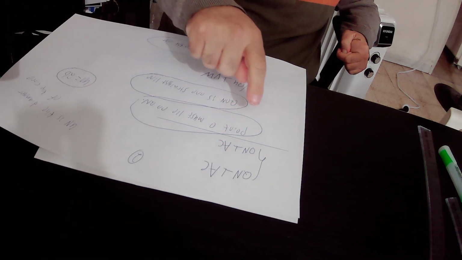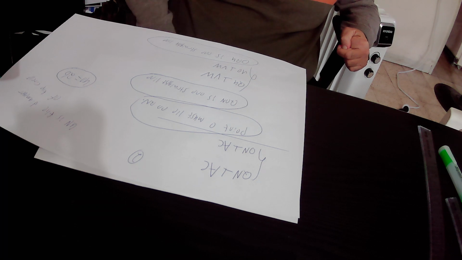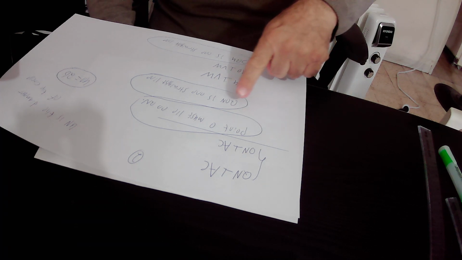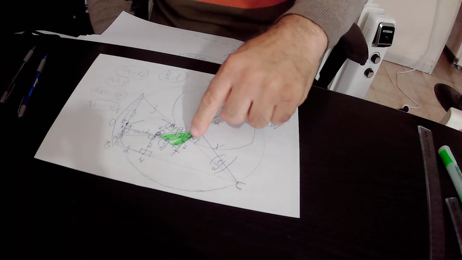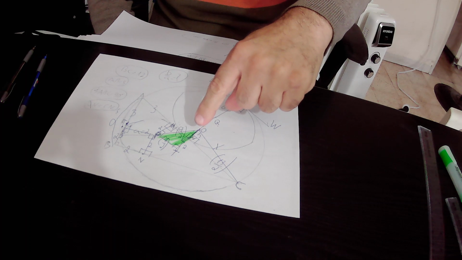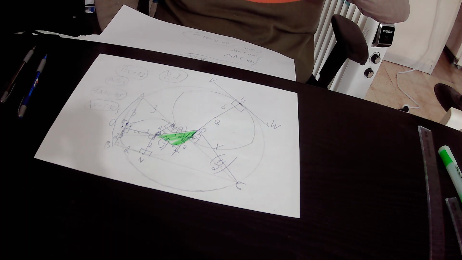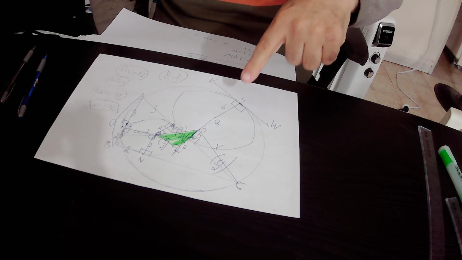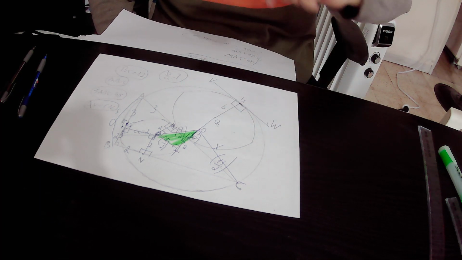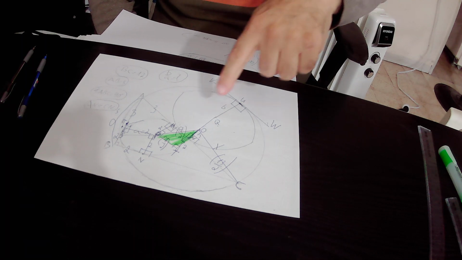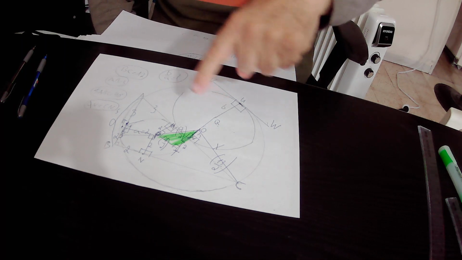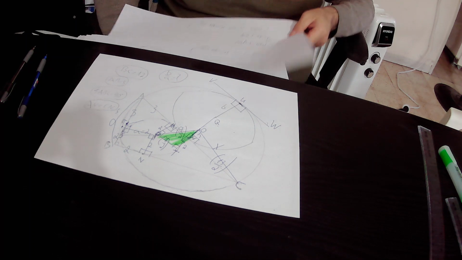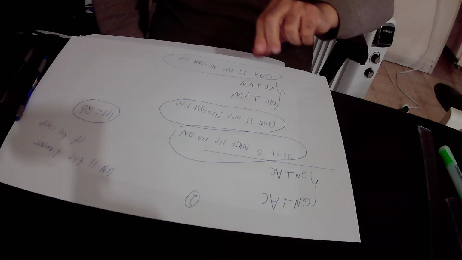So we can write down that QN is perpendicular to AC and ON is also perpendicular to AC. From those two equations, we derive that point O must lie on QN. This is point O. It must lie on the radius QN. Otherwise, if point O doesn't lie on QN, ON will not be perpendicular to AC. Therefore, point O must lie on QN in order that ON will be perpendicular to AC.